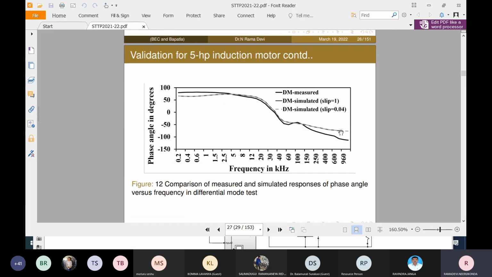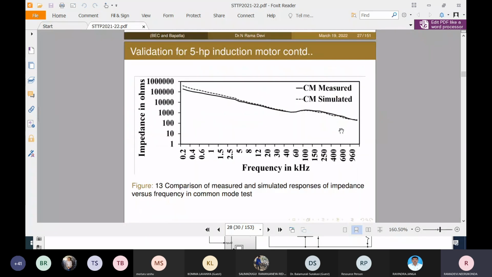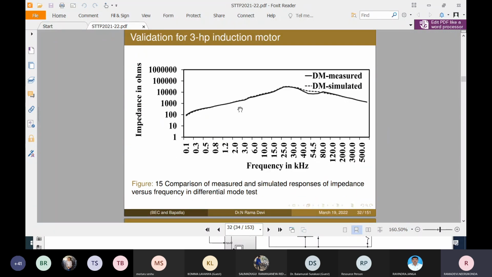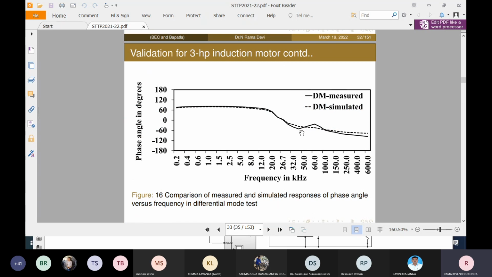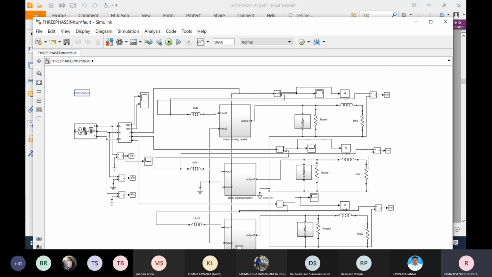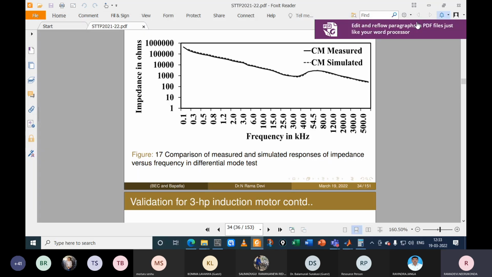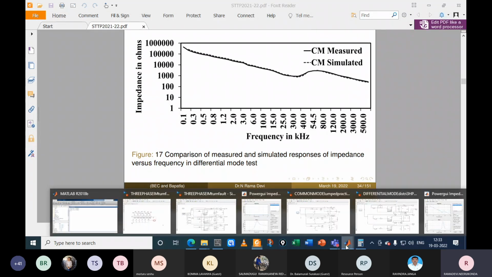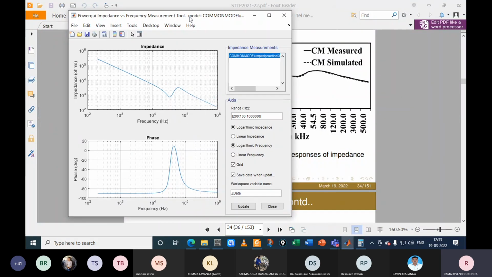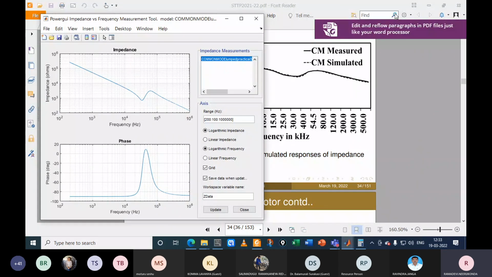In the common mode measurements of 3 HP, this is 5 HP, but we opened the 3 HP machine. So this is the differential mode, and this is the common mode for the representation of impedance value. So the same impedance plot. So here we are looking at the similar thing.